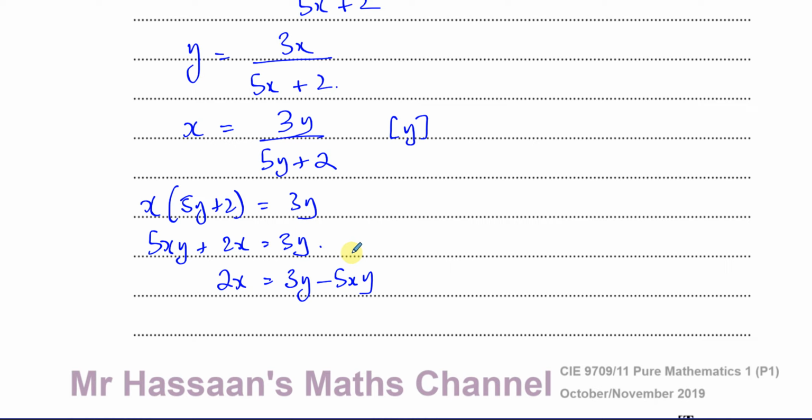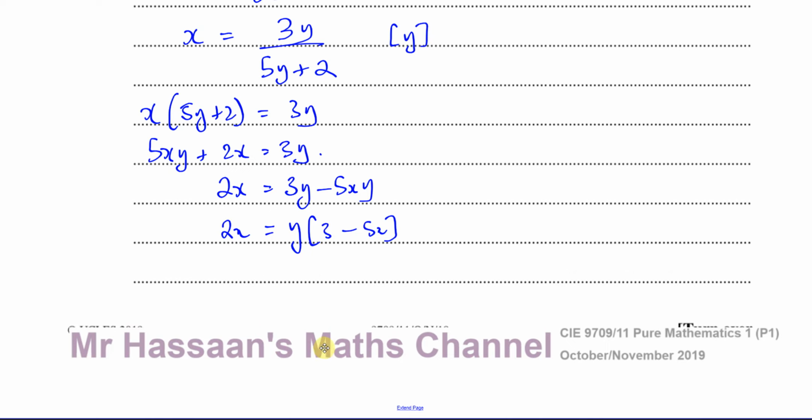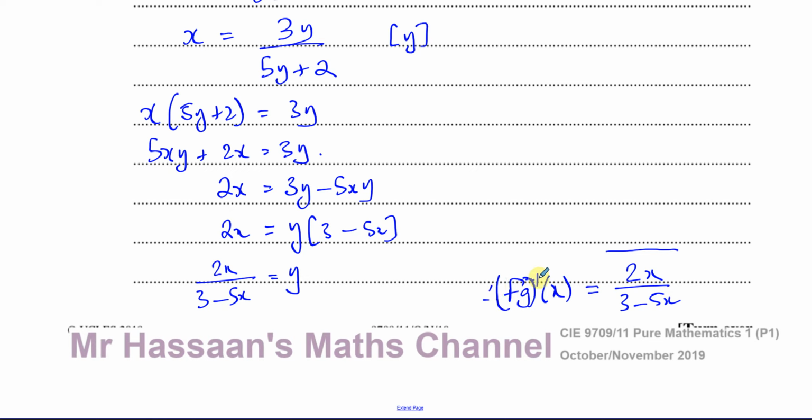We want to make y the subject, so I brought the y's on the same side of the equation, and now I'm going to take y as a common factor, so I only end up with one y term. So y times 3 minus 5x equals 2x, and then finally we can just divide both sides by 3 minus 5x, so we end up with y. So we have 2x over 3 minus 5x equals y. Therefore the expression for the inverse of this function is given by 2x over 3 minus 5x. That's for the inverse of fg, sorry, not fg. Okay, so there's the answer to this question.